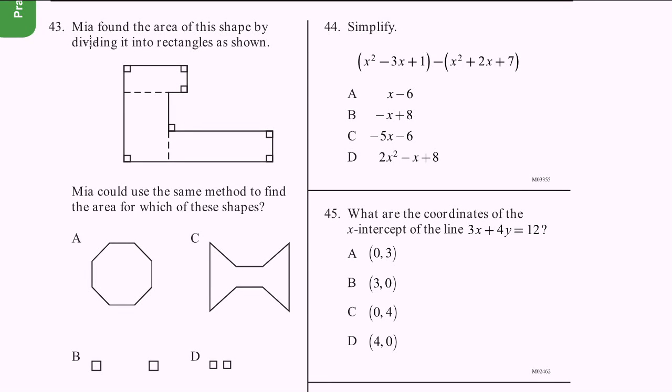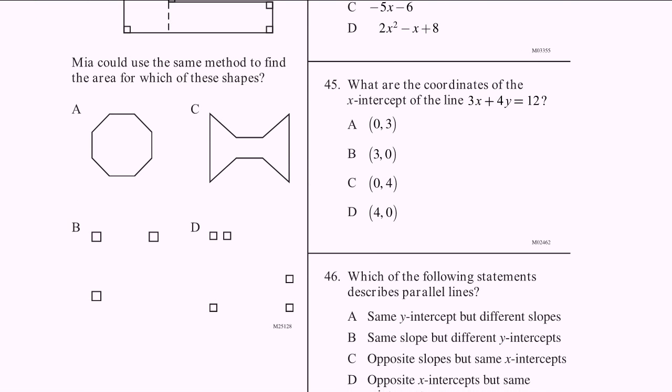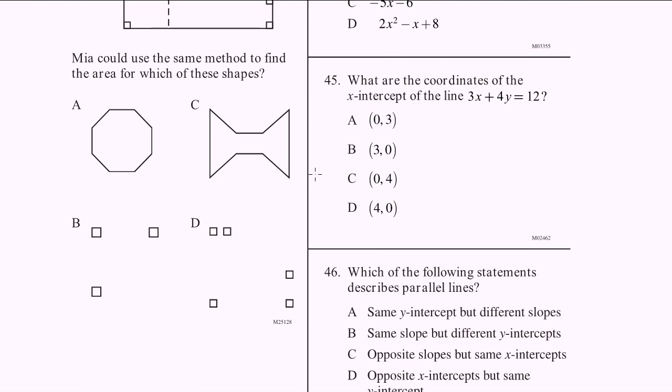Problem 43. Mia found the area of this shape by dividing it into rectangles as shown. So she divided them into rectangles. Mia could use the same method to find the area for which of these shapes. So essentially, what technique can we use? We could figure out the area by dividing it into rectangles. So let's see, what do we have here?